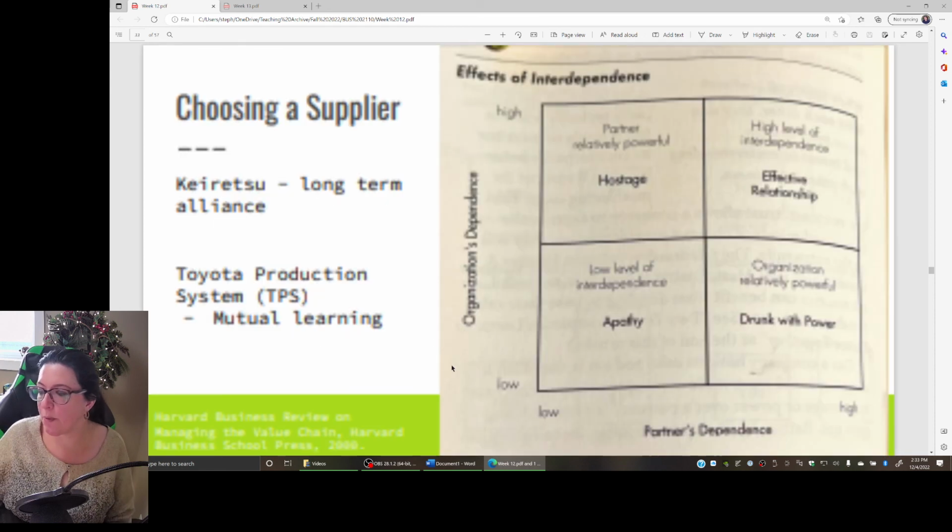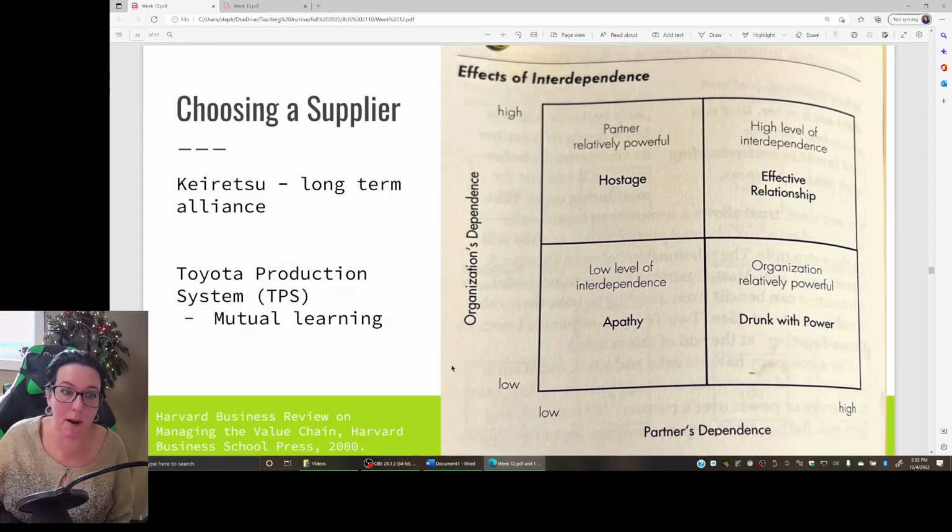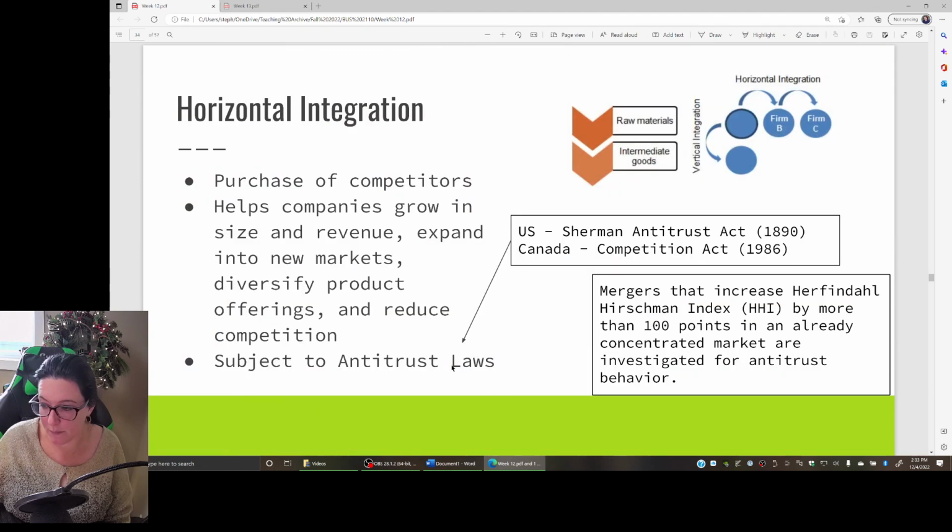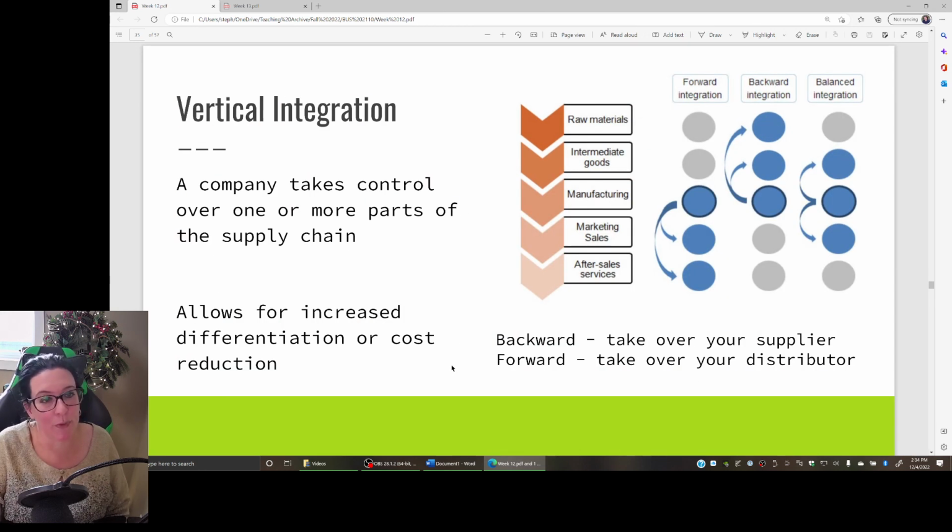So as we're choosing a supplier, there's a number of things we consider, right? We talked about the closeness of our relationship, and is it a mutually beneficial relationship as opposed to one having leverage over the other? We talked about how we need that communication and information sharing, and one way to increase that communication or information sharing is through vertical integration, and that's where a company takes control over one or more parts of the supply chain. This is going to help us in terms of cost reduction because we actually control the parts of the supply chain, so we can focus on efficiencies.